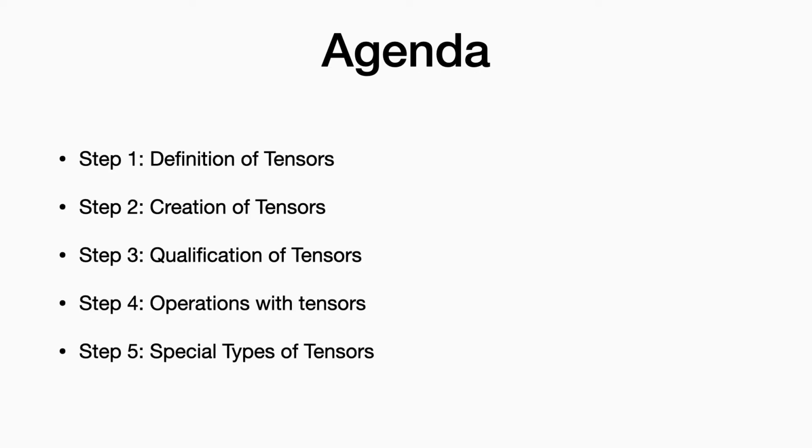Step 1. Definition of tensors. What is a tensor? Step 2. Creation of tensors, functions to create tensor objects. Step 3. Qualifications of tensors, characteristics and features of tensor objects. Step 4. Operations with tensors: indexing, basic tensor operations, shape manipulation, and broadcasting. Step 5. Special types of tensors, special tensor types other than regular tensors.